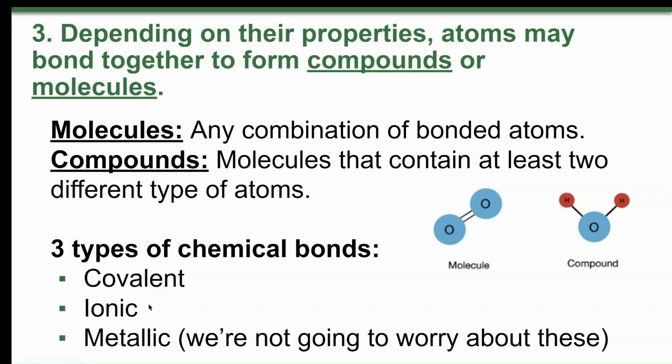The next type of bond is something called an ionic bond. That's going to be between a metal and a non-metal. It's also pretty strong, but it's not as strong as a covalent bond. The atoms here, they're not sharing electrons anymore. One is donating an electron to another. And then finally, we're not going to worry about metallic bonds, but metallic bonds only occur between metals, like copper and gold, for instance, or zinc and tin. Different types of metals will form different types of bonds. But we're not going to worry about that in biology, of course.